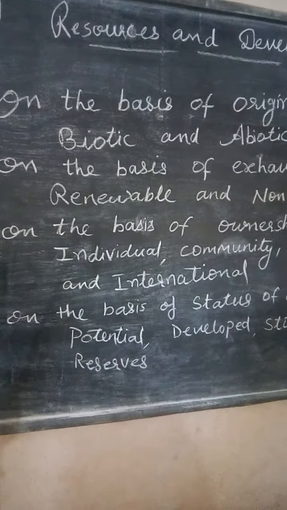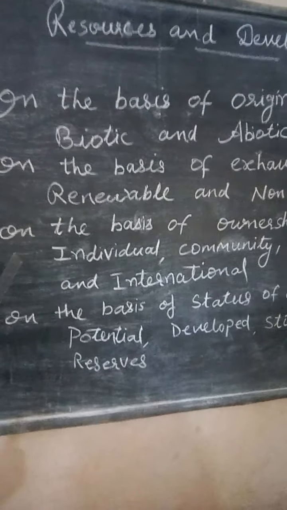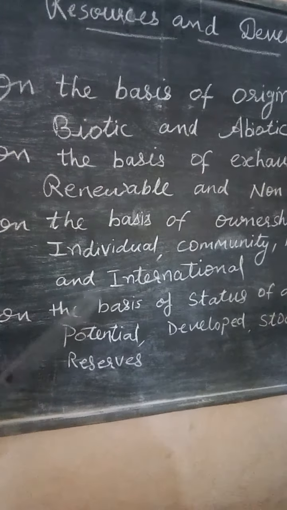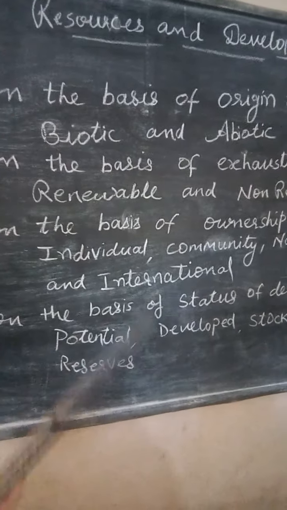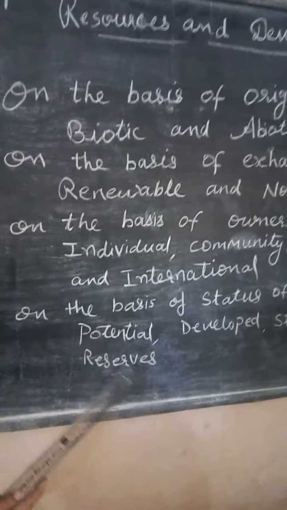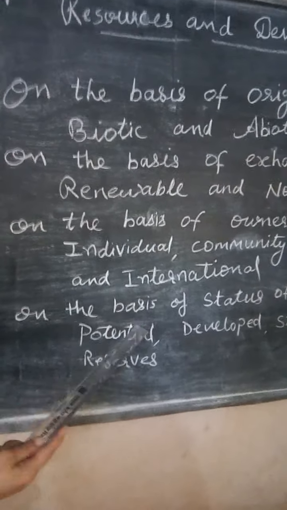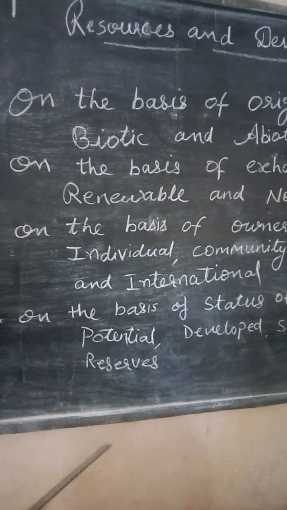So individual resources means resources owned by individuals. You can also make a list of the individual resources like your own building, your own garden, your own plot, your own land. These are examples of the individual resources.